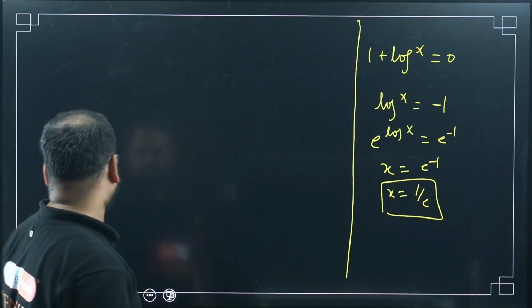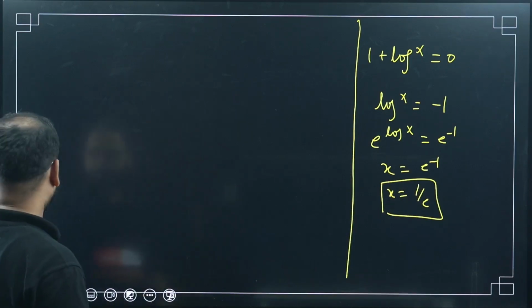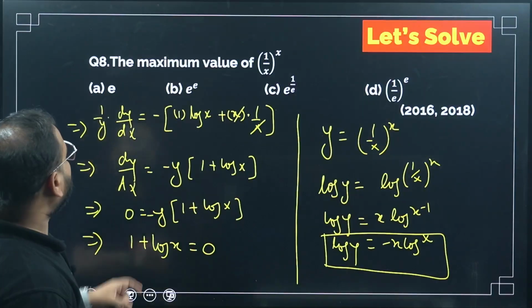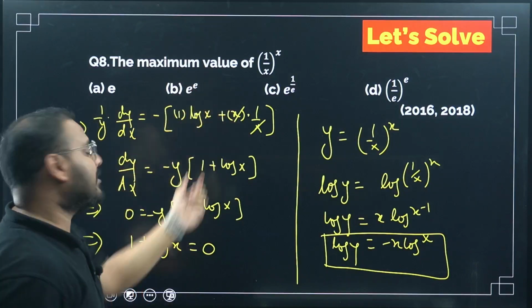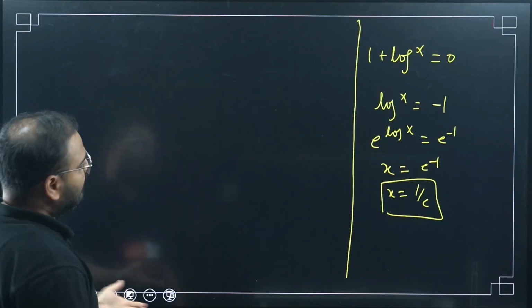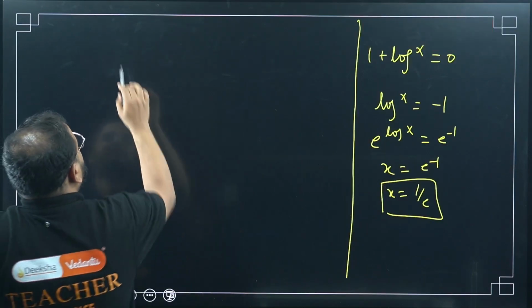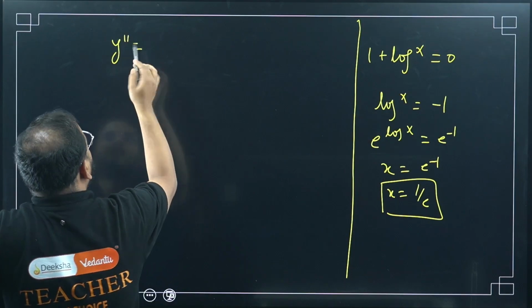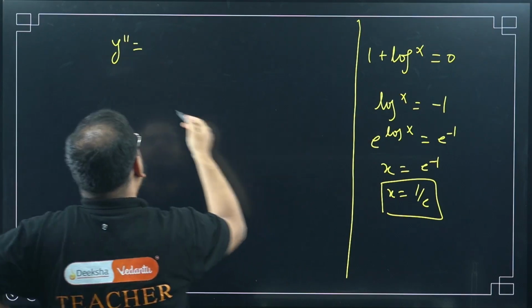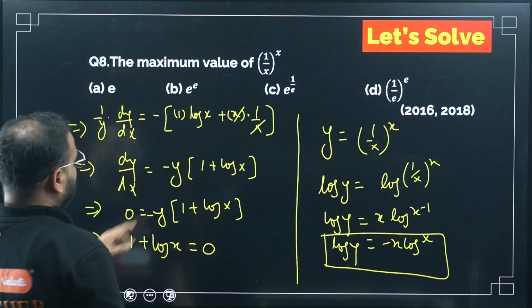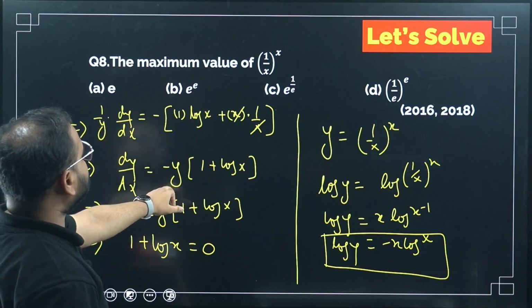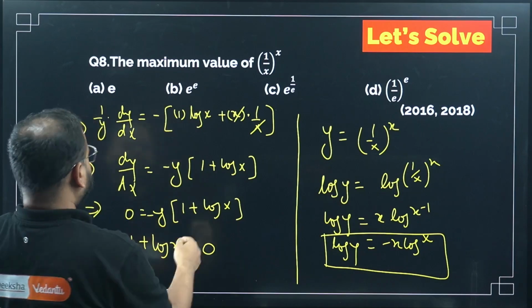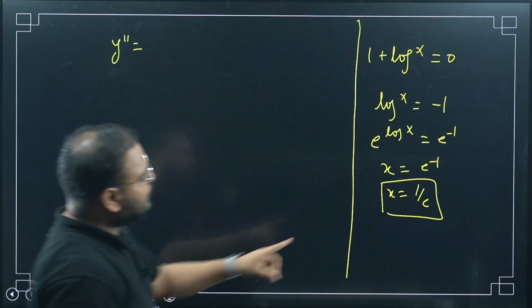What am I looking for? Check here. I'm looking for the maximum value. How will I know whether a maximum exists or not? I have to find the second derivative. First derivative was what? Y. So again I'll have to differentiate this part. One more thing, there's only one value for it.